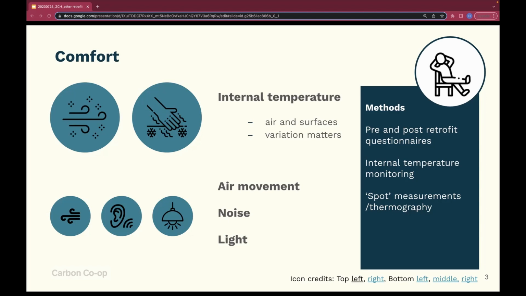But then obviously with temperature, you can also start getting a bit more techie and quantitative. You can monitor it through either very basic data loggers that you put in for a short period of time, like a month, or you can get longer term monitoring systems as well. And then obviously things like thermal imaging cameras are also quite helpful for spot measurements, looking at surface temperature and things like that as well.